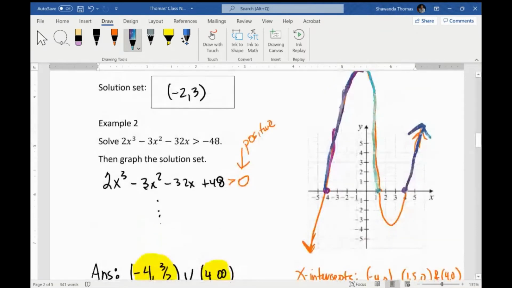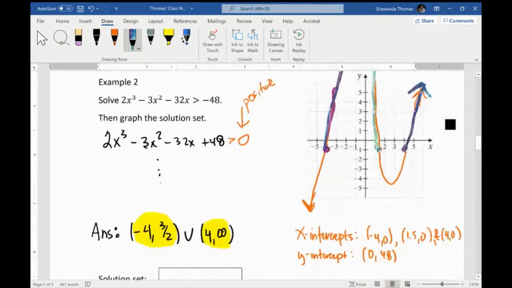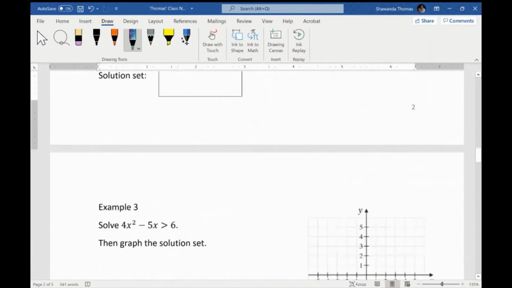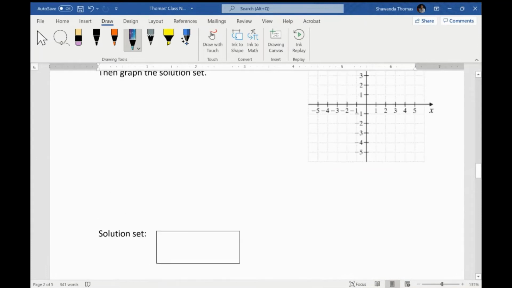So everything that I marked with purple, bluish colors, those are the solutions, because that's when your polynomial function is positive. Everything else is negative. It's below the x-axis. All right, let's move on to this one.